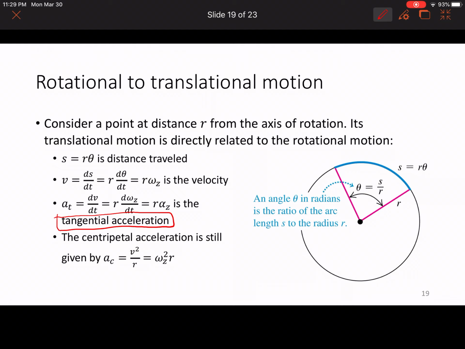The new thing is that now I can plug in v equals r times omega, and I can rewrite this as just omega squared times r. So tangential and centripetal acceleration now both exist. And now we actually have a formula for them.